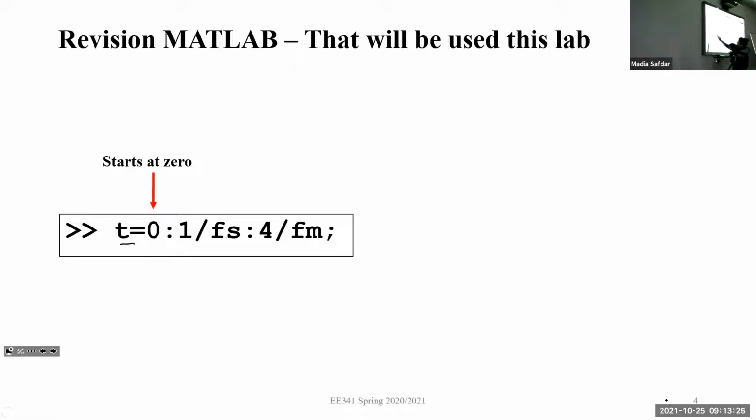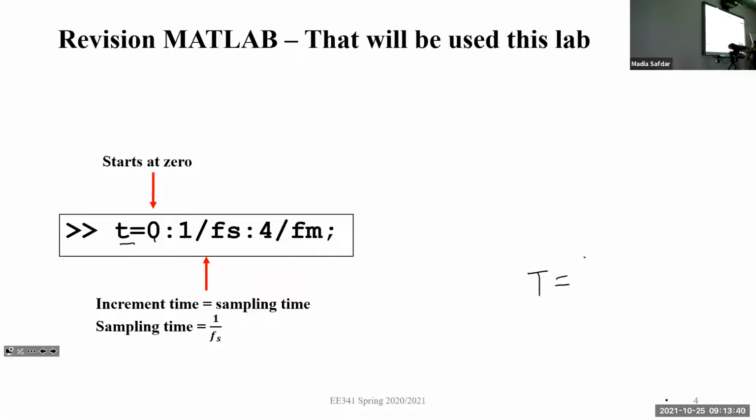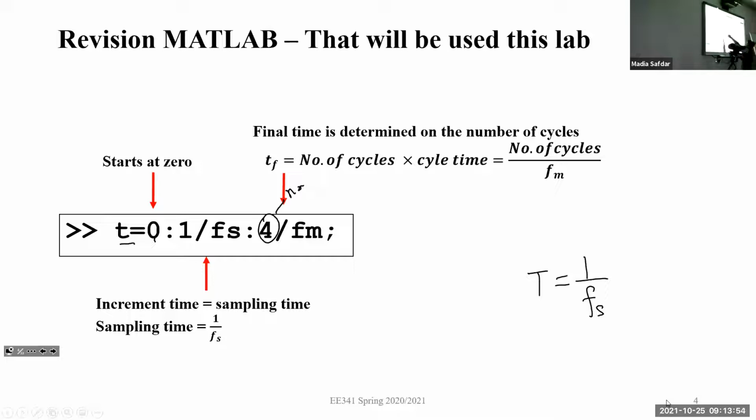This is our time scale starting from 0. Then this is our increment time. Increment time is equal to sampling time. Sampling time is equal to 1 divided by fs. We know that T is equal to 1 divided by f. So this sampling time is equal to 1 divided by fs, the sampling frequency. And then what is this? 4 is the number of cycles. So this is the number of cycles multiplied by the cycle time. So this is the number of cycles in the message signal divided by the frequency of the message signal, where fm is the frequency of the message or modulating signal, right? So this way we define the scale.